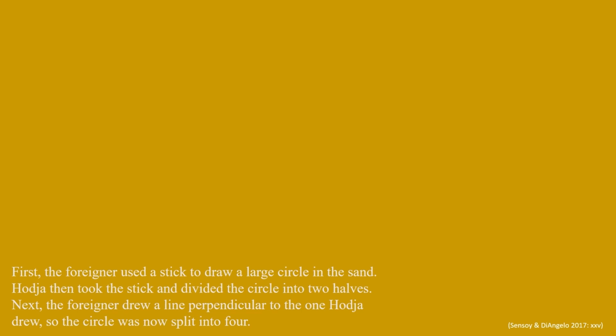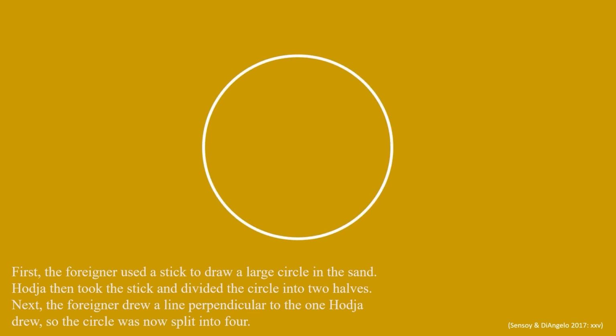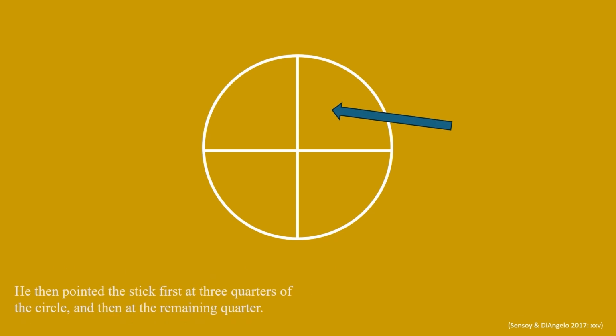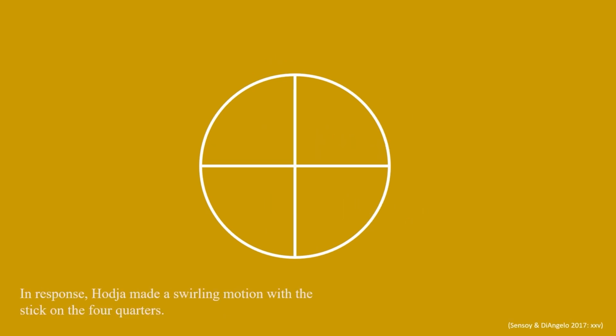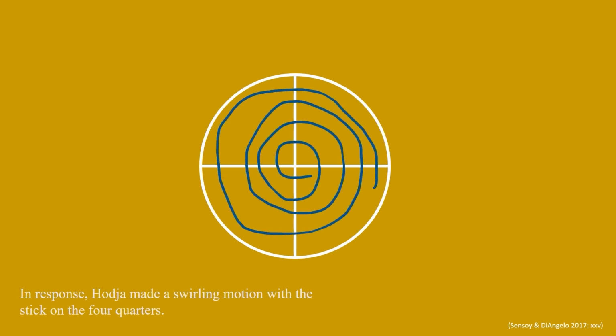First, the foreigner used a stick to draw a large circle in the sand. Hoxha then took the stick and divided the circle into two halves. Next, the foreigner drew a line perpendicular to the one Hoxha drew, so the circle was now split into four. He then pointed the stick first at 3/4 of the circle and then at the remaining quarter, like this. In response, Hoxha made a swirling motion with the stick on the 4/4.